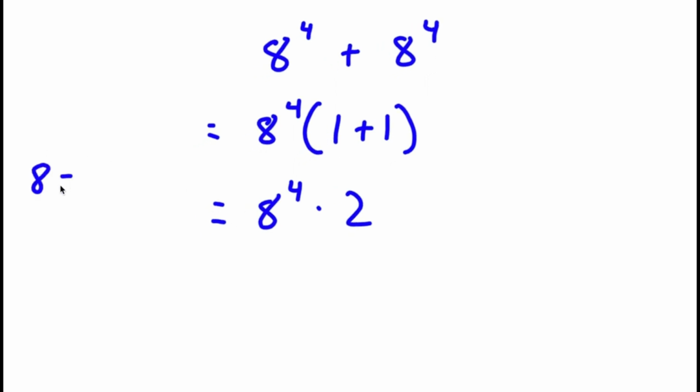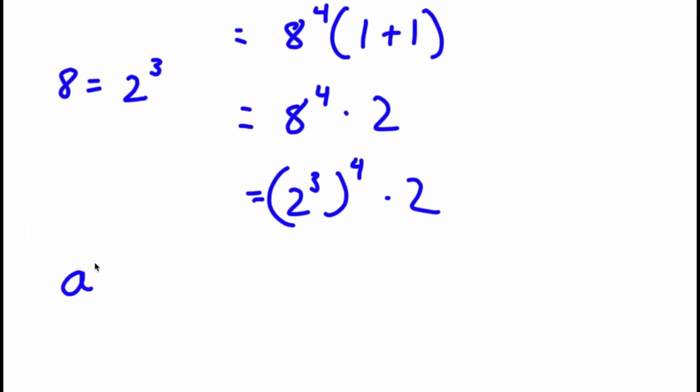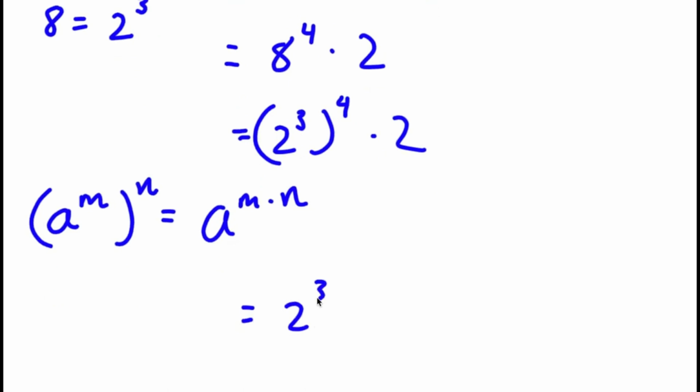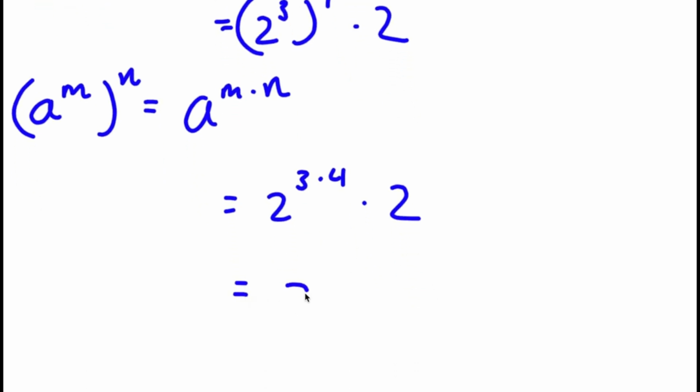Now 8 here, this is the same thing as 2 to the power of 3. So if I replace 8 with 2 to the power of 3, I get 2 to the power of 3 to the power of 4 times 2. And now if I have something in the form a to the power of m to the power of n, this is equal to a to the power of m times n. So in this case, 2 to the power of 3 to the power of 4, that's going to equal 2 to the power of 3 times 4. And 3 times 4, that's simply equal to 12. So I have 2 to the power of 12 times 2.